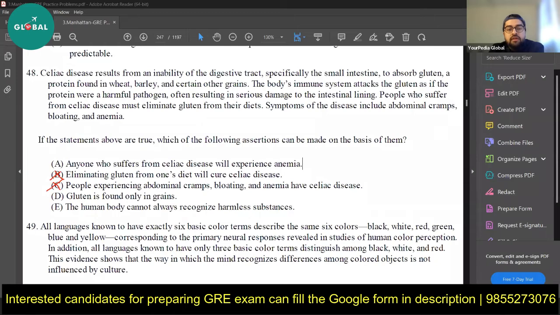Gluten is found only in grains. We cannot judge from this one. Gluten, a protein found in wheat, barley, and certain other grains. So maybe it can be found in other substances also. So this is again not 100% true.